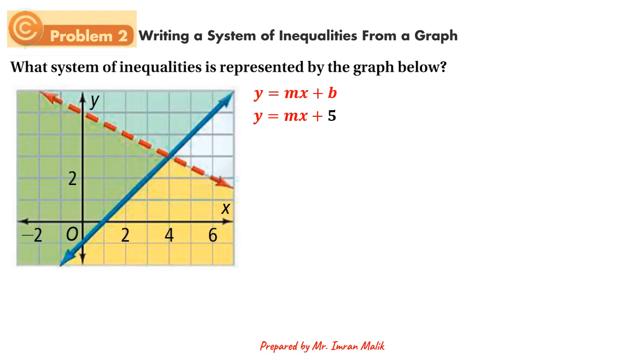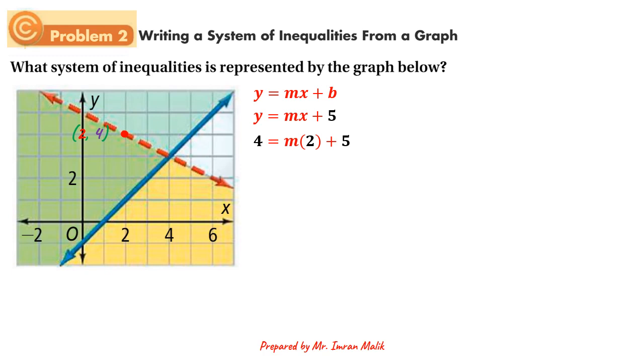The next step is to get the slope of the line. There are different ways of getting the slope. One way would be to choose a point on the line and substitute the values into our equation. So let's say I choose x to be 2 and y to be 4. By substituting these values into our equation, y is equal to mx plus 5, we get 4 is equal to m multiplied by 2 plus 5.